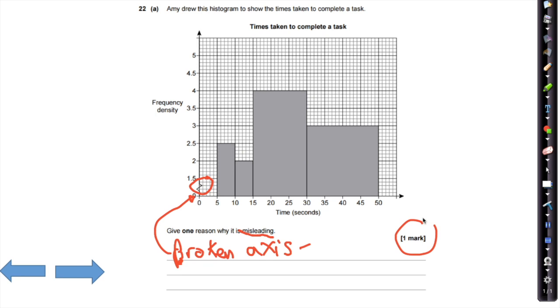That's where your 1 mark is. You could have also said things like the scale is not continuous from 0. That would have also kind of been talking about the same thing, but that's worth your 1 mark. So broken axis or scale is not continuous from 0.